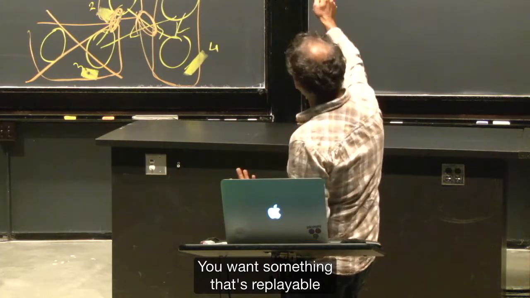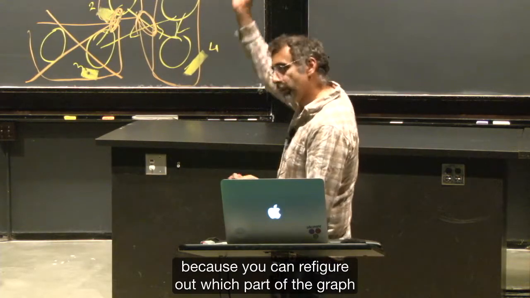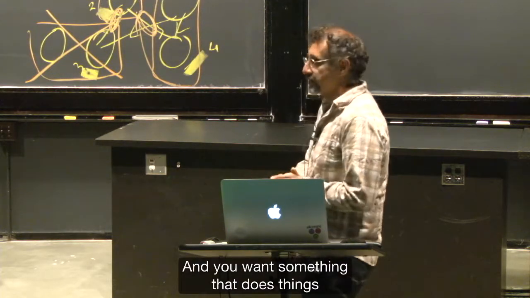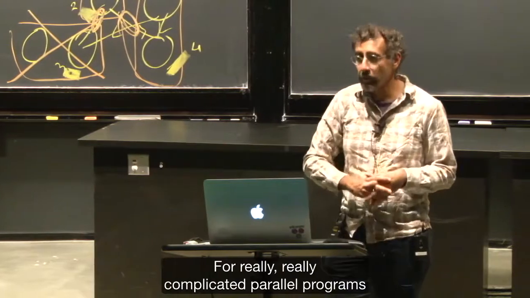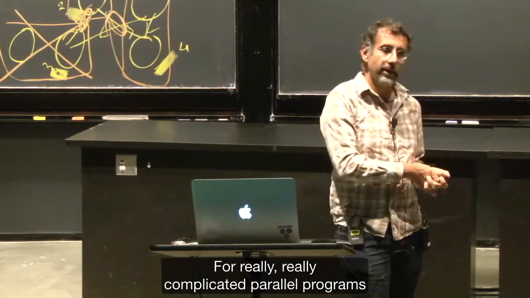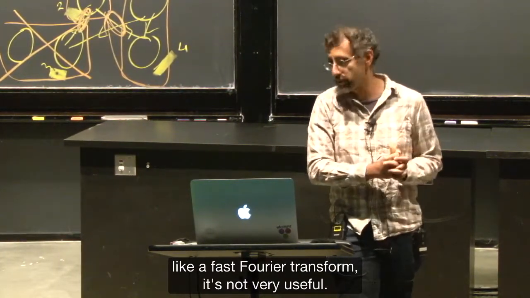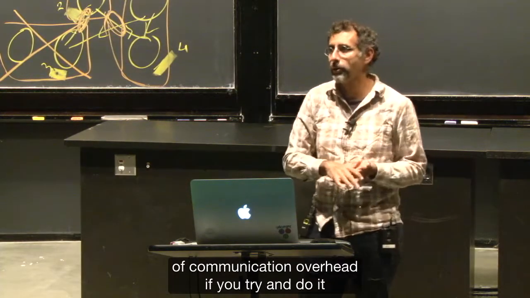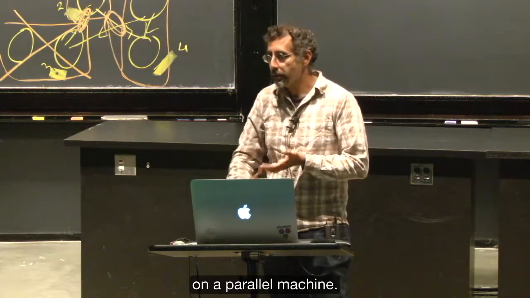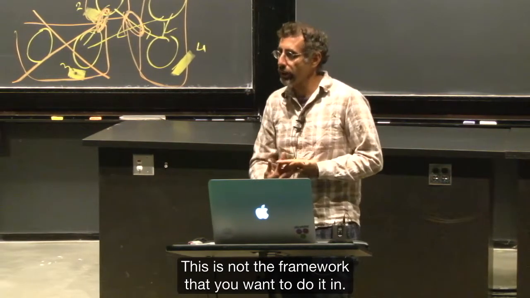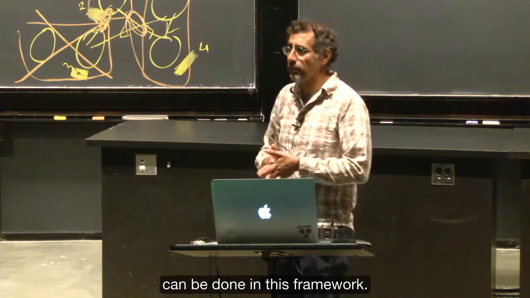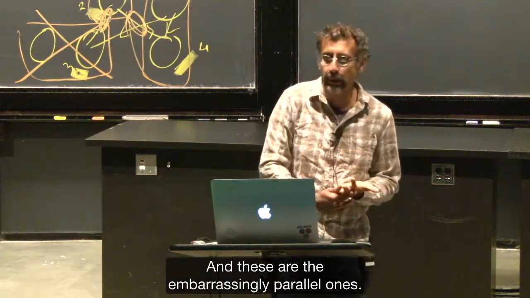You want something that's replayable, because you can refigure out which path in the graph you need to take. And you want something that does things for embarrassingly parallel programs. For really, really complicated parallel programs like a fast Fourier transform, this is not very useful. A fast Fourier transform has a huge amount of communication overhead if you're trying to do it on a parallel machine. This is not the framework that you'd want to do it in. Not every program can be done in this framework. There's a certain set of programs that can be done in this framework, and these are the embarrassingly parallel ones.